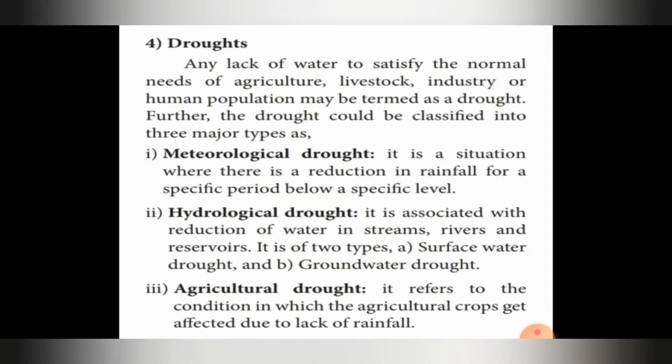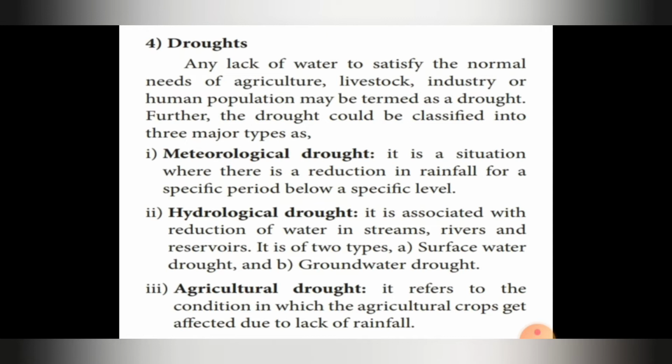Fourth one is droughts. Any lack of water to satisfy the normal needs of agriculture, livestock, industry or human population may be termed as a drought. Lack of what? Water. Lack of water or lack of rainfall, because of that drought occurs. Further, the drought could be classified into three major types. First one is meteorological drought, second one is hydrological drought, third one is agricultural drought.